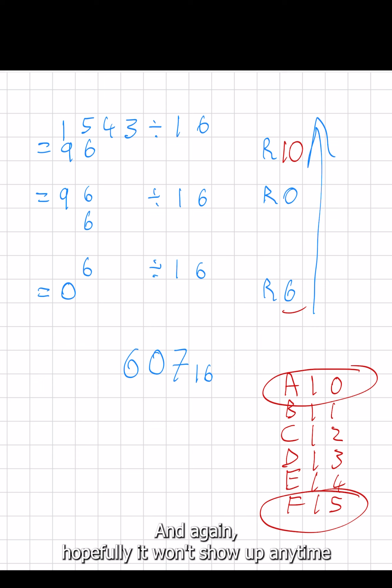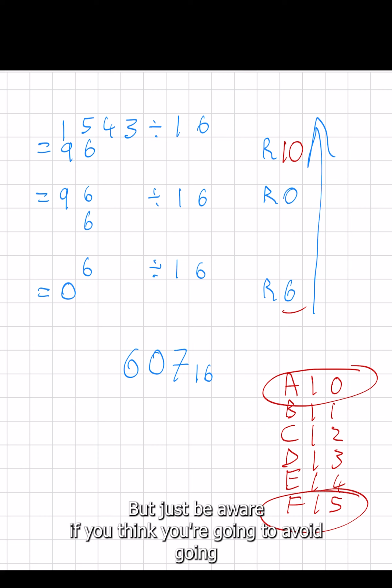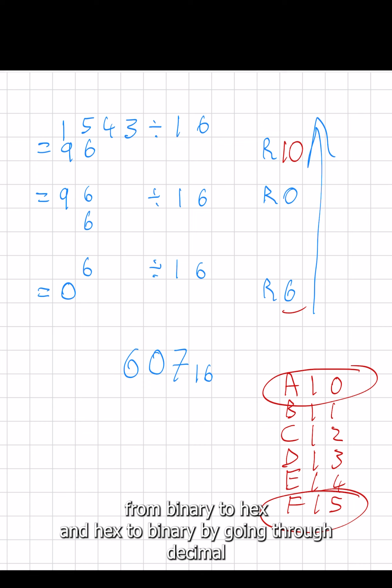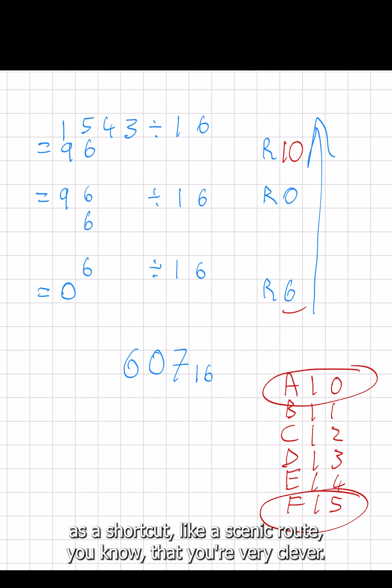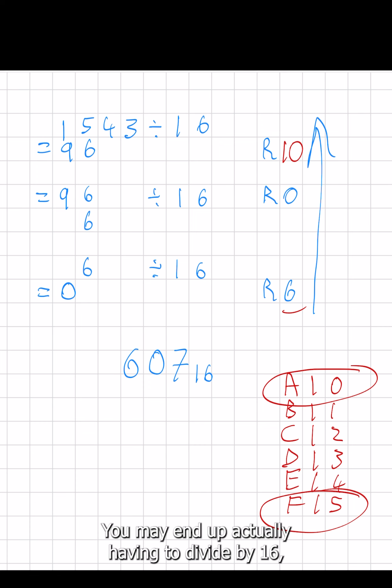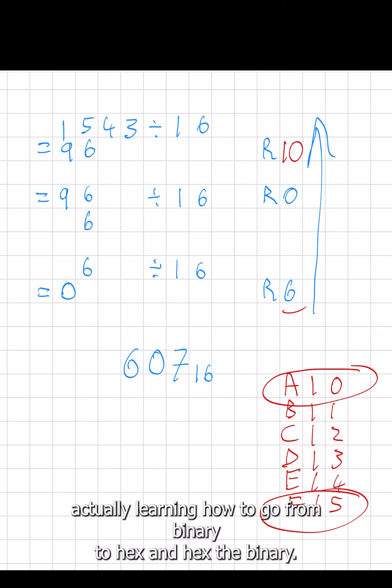That is it. And again, hopefully it won't show up anytime soon on a Leaving Cert Computer Science course. But just be aware, if you think you're going to avoid going from binary to hex and hex to binary by going through decimal as a shortcut, like a scenic route, that you're very clever, you may end up actually having to divide by 16 because this is going to be one of the parts of that triangle. So it is just worth actually learning how to go from binary to hex and hex to binary.